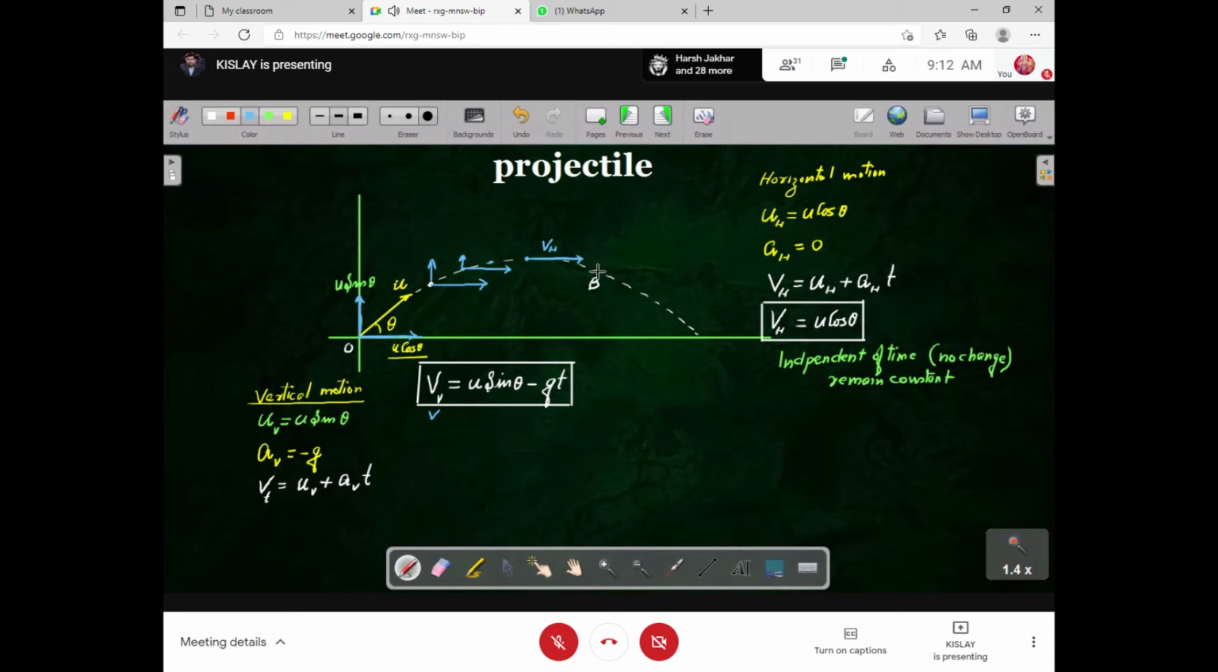Again, as it starts moving down, its vertical velocity starts increasing. The horizontal velocity remains constant. I am not changing the length of the horizontal velocity arrow anywhere. At all times it is equal. But the direction and length of the arrow are continuously changing in the vertical direction. And here it gains the same velocity.